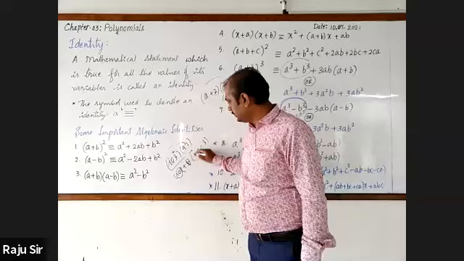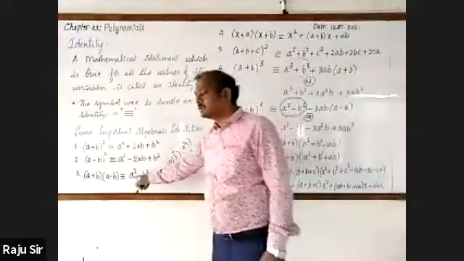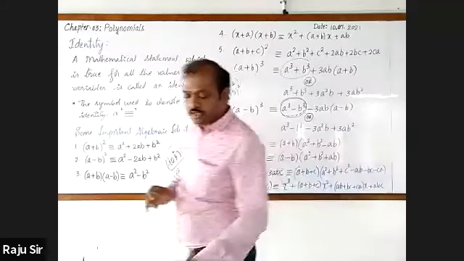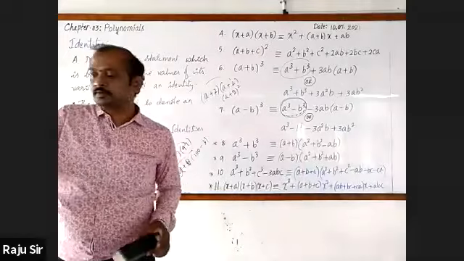Now this is of the form (A plus B)(A minus B). A plus B into A minus B is A square minus B square. Like this. Clear now? Yes, sir. Now let us go for solving the problems.